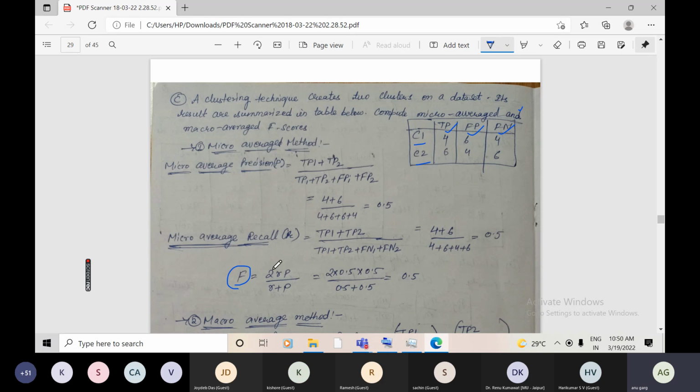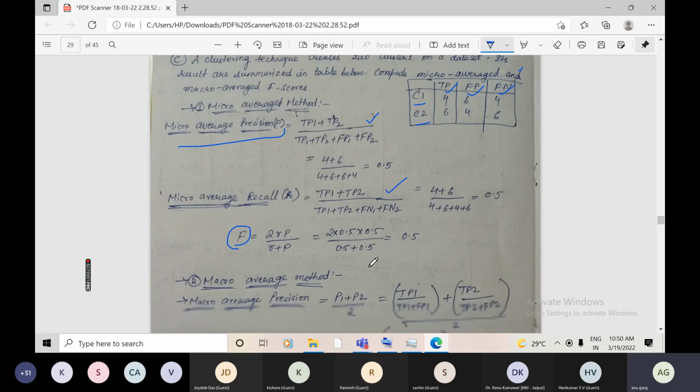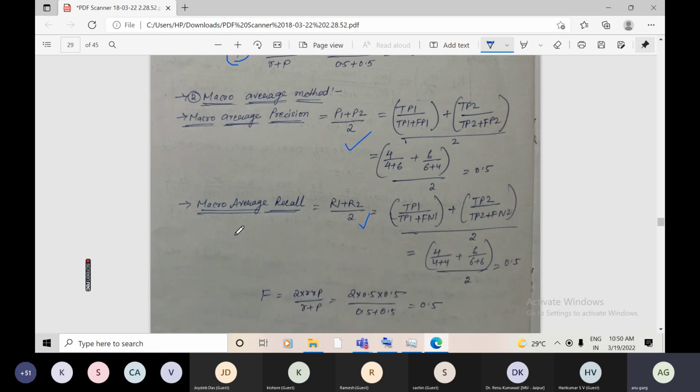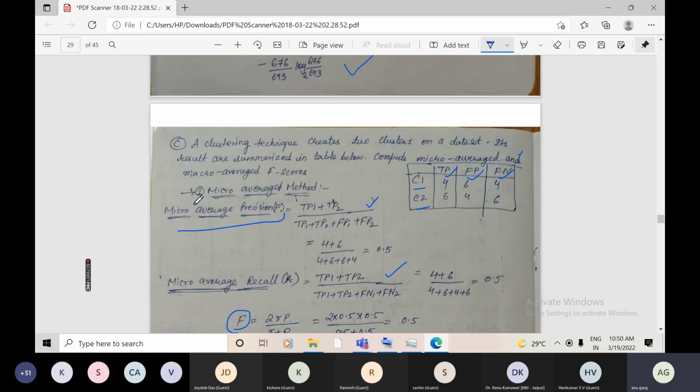So F score formula is 2RP by R plus P. For that, you need to first find micro averaged precision. This is the formula. And micro averaged recall. This is the formula. And then for macro averaged, this is the formula. Micro average, this is the formula. Okay. I don't know how this formula has come. I just copied from the last year question paper key.